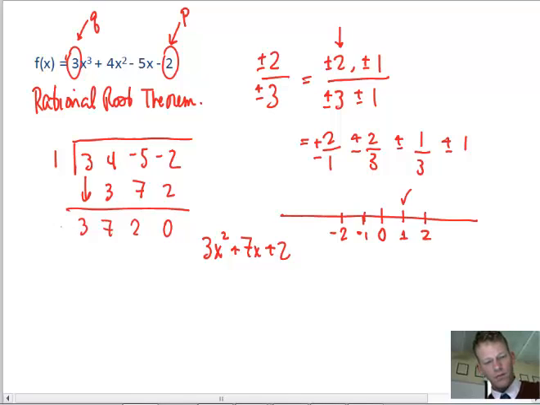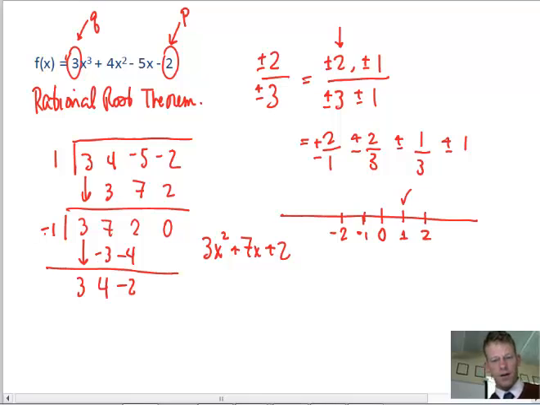I'm going to try -1. So when I try -1, let's see what happens. I bring the 3 down, I have -3. This will be 4. So then I'll have -4. This will be -2, and then I basically have a remainder. So that didn't work. So -1 is off the list. So -1 is gone.